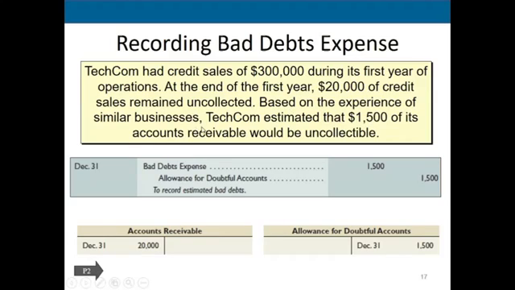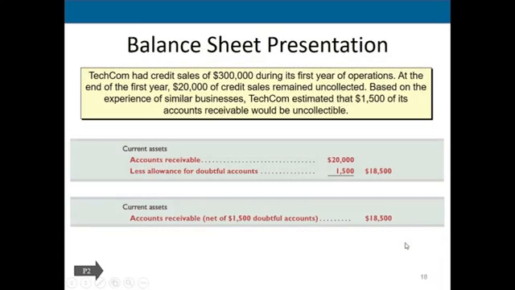Based on the experience of similar businesses, TechCom estimates that $1,500 of its accounts receivable would be uncollectible. So we've looked back at trends and at history. We're saying, you know what? We think that based on our experience of this type of receivable or this much sales, about $1,500 we're never going to be able to collect. So we're going to go ahead and estimate that $1,500 is going to be bad debt expense for December, and we're going to record that now in basically what's kind of a reserve account, the allowance for doubtful accounts.